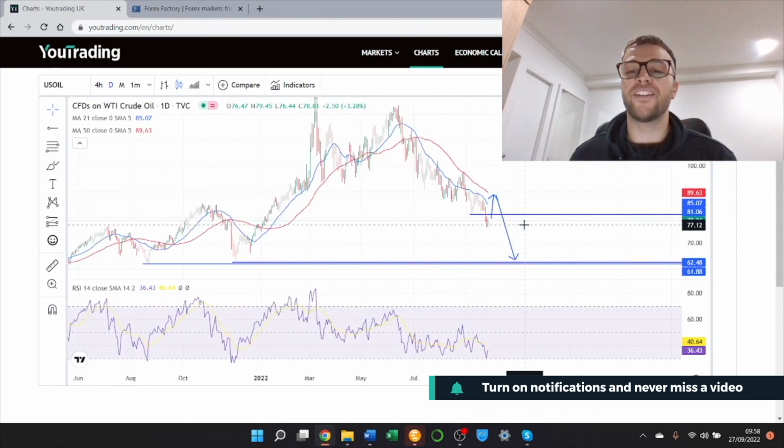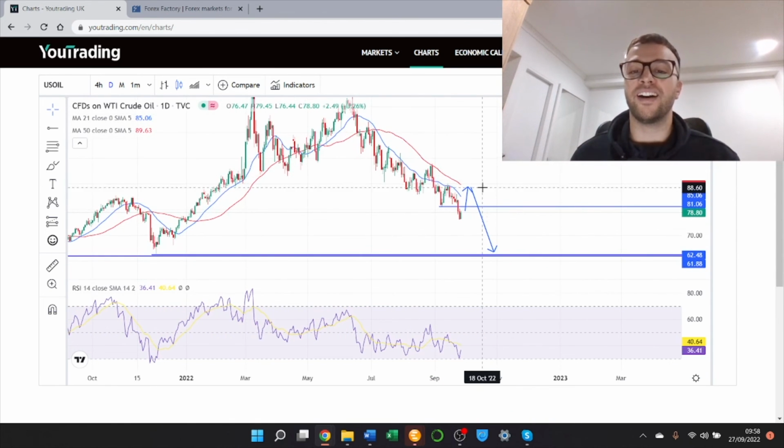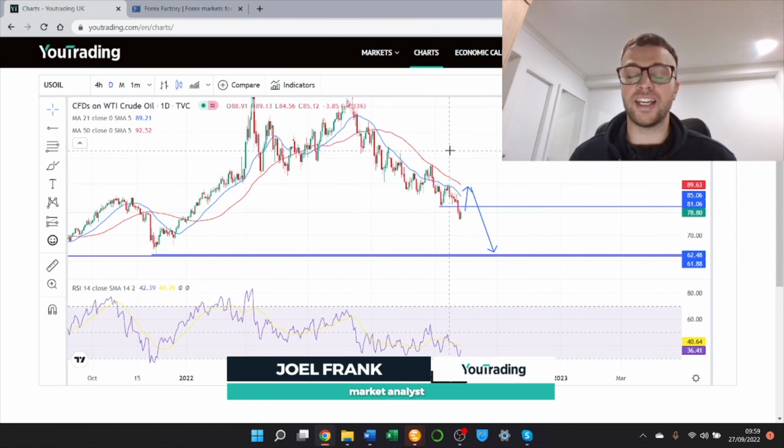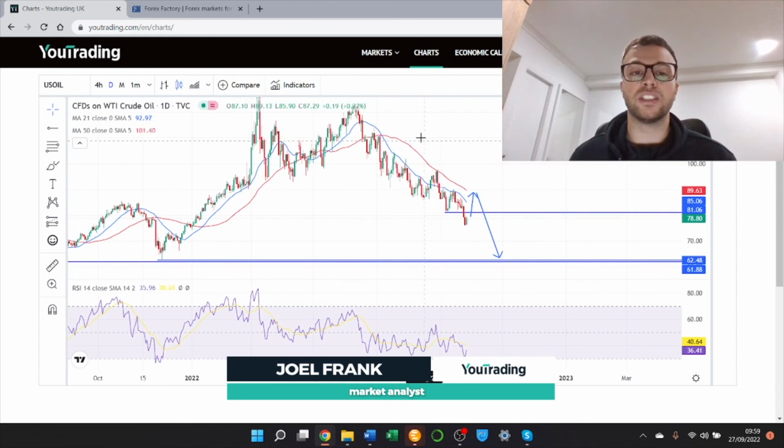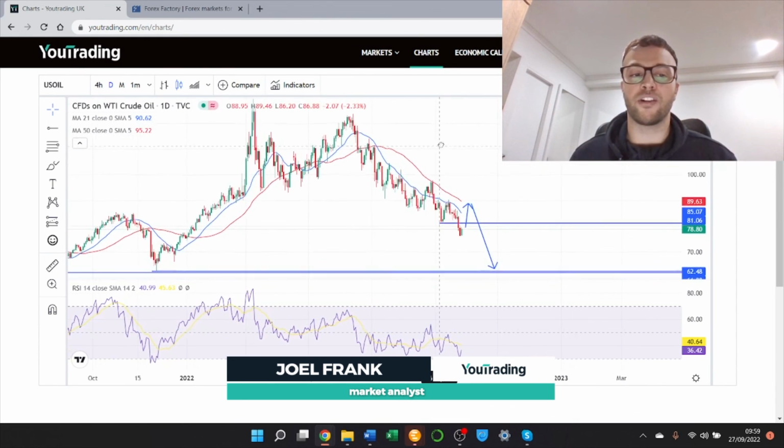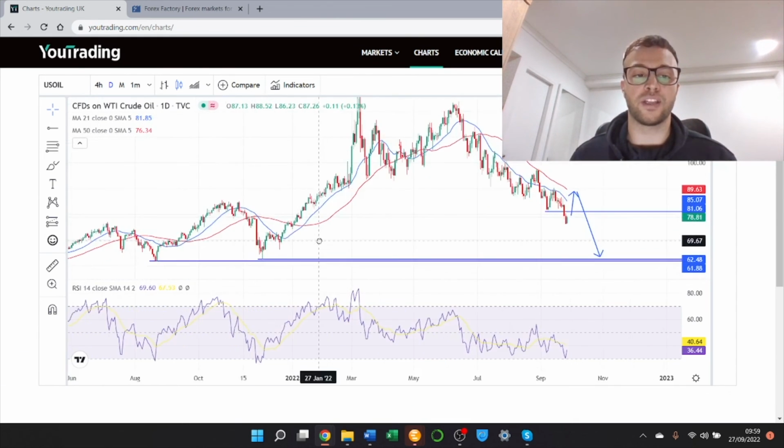But we shall see. That is a fairly hefty move, and it might take until the end of the year to get to that kind of area, if we do. But that's the area I'm looking at because it's also the next significant area of support.